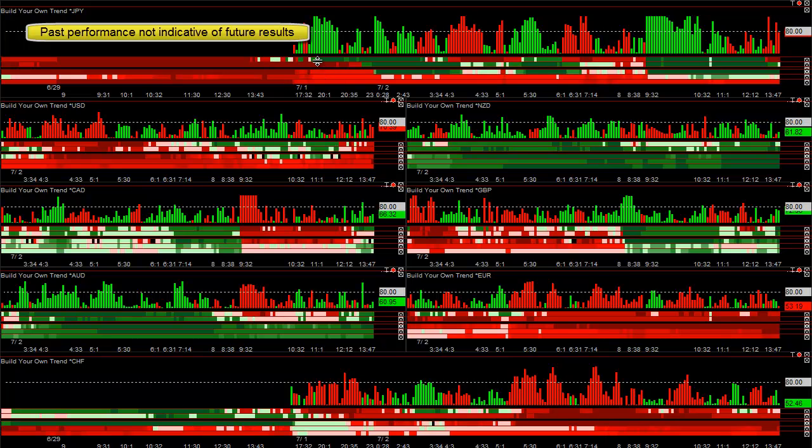Underneath that, we show longer time frame trends: 15-minute trend, hourly, daily, weekly, monthly. The more time frames that line up, like the New Zealand, the higher the odds of that trend continuing and allowing you to catch more pips.